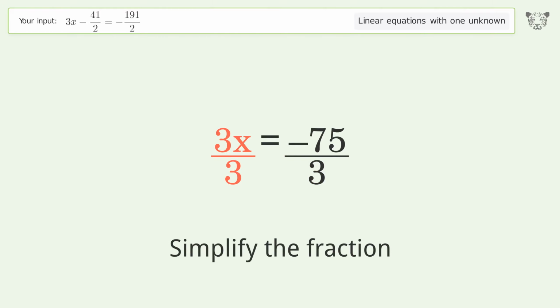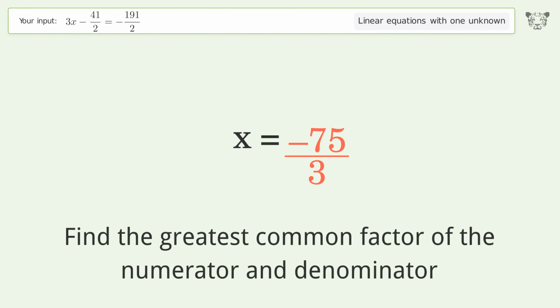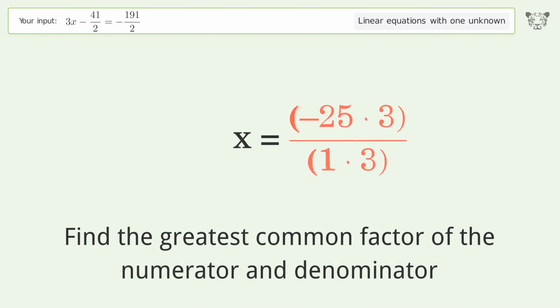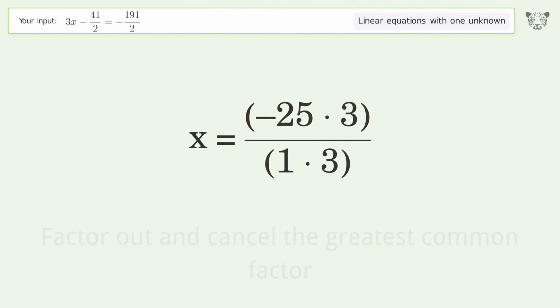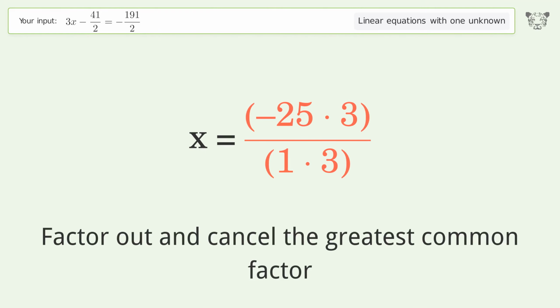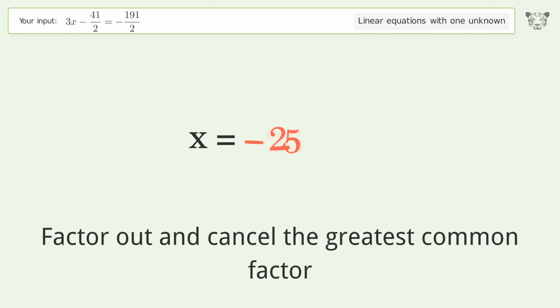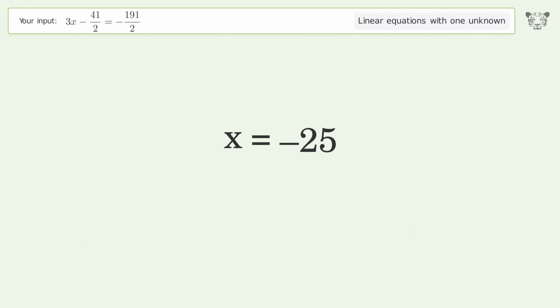Simplify the fraction. Find the greatest common factor of the numerator and denominator. Factor out and cancel the greatest common factor. And so the final result is x equals -25.